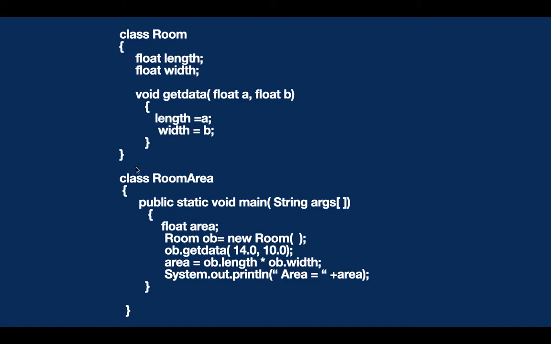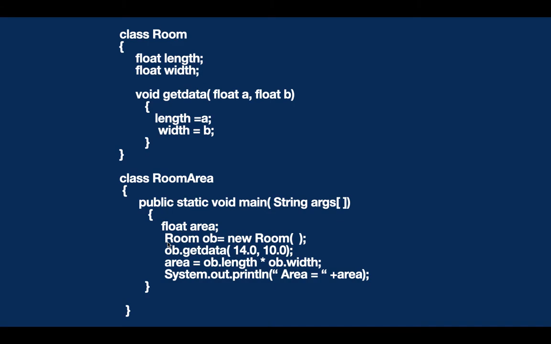That's all. Now in the same program I have one more class called room area. This room area has inside its body one main method. I think you are now well aware of this main method, public static void main string args. Inside this main method I'm creating one more variable with the name area, and this is again of float type. So make sure that this particular class has one more variable area, again of float type.